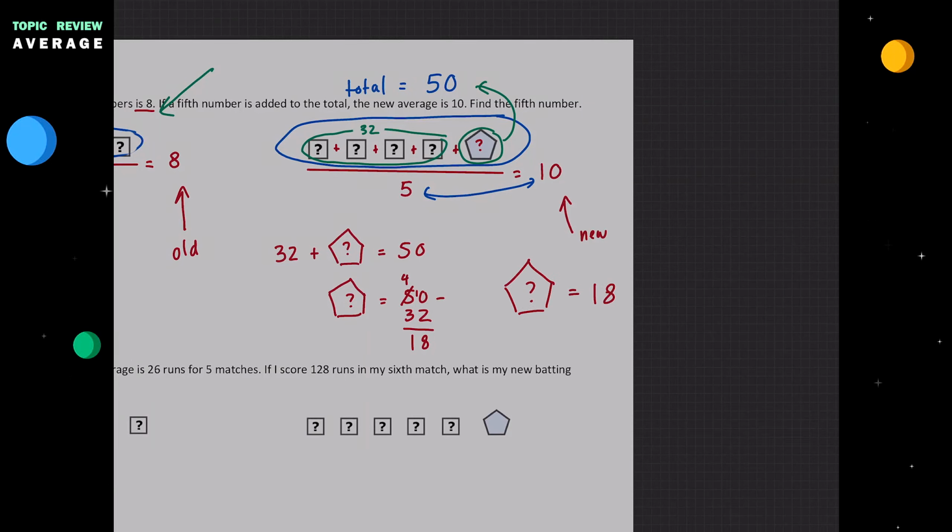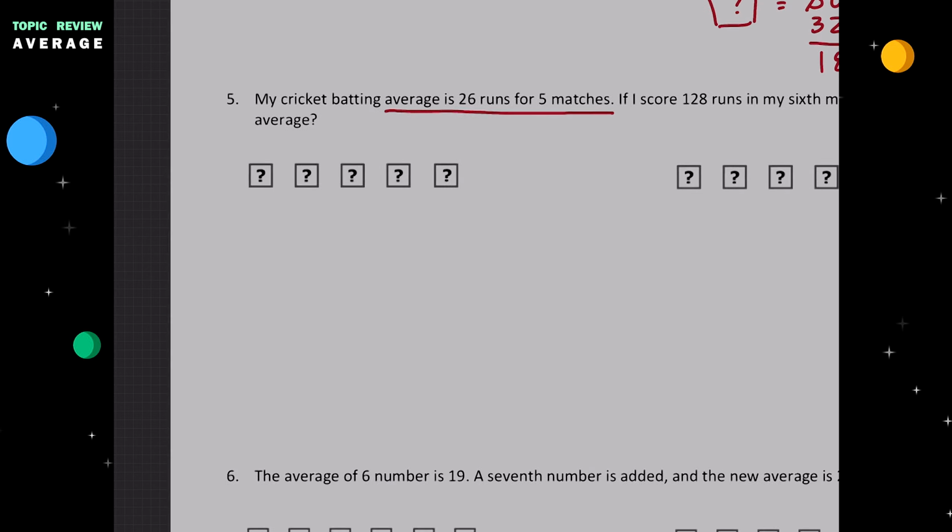Alright, next one. My cricket batting average is 26 runs for 5 matches. So let's look at the first sentence and see if we can draw a picture.